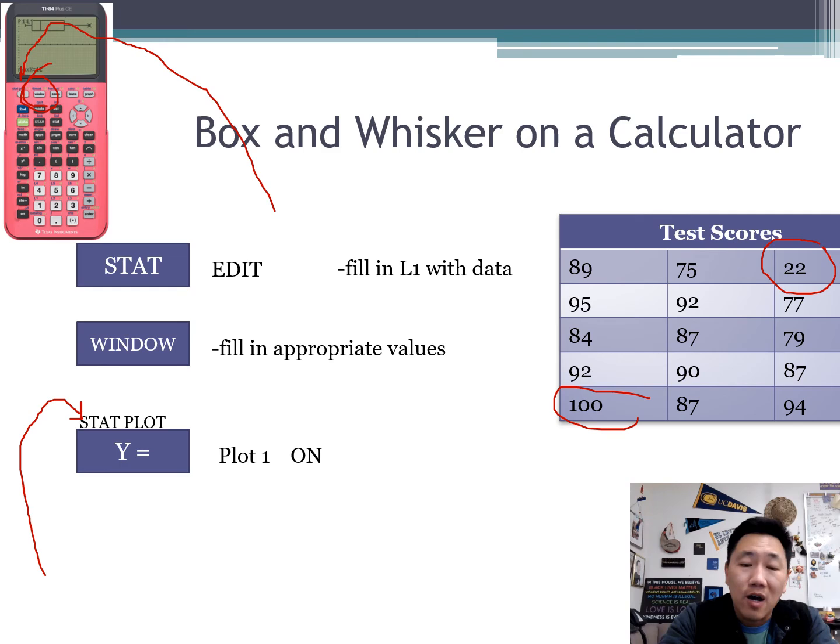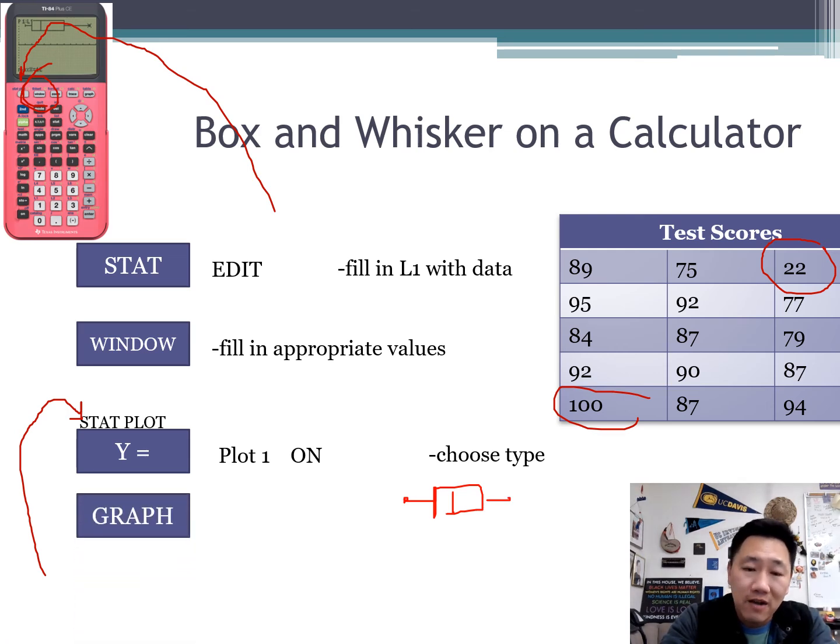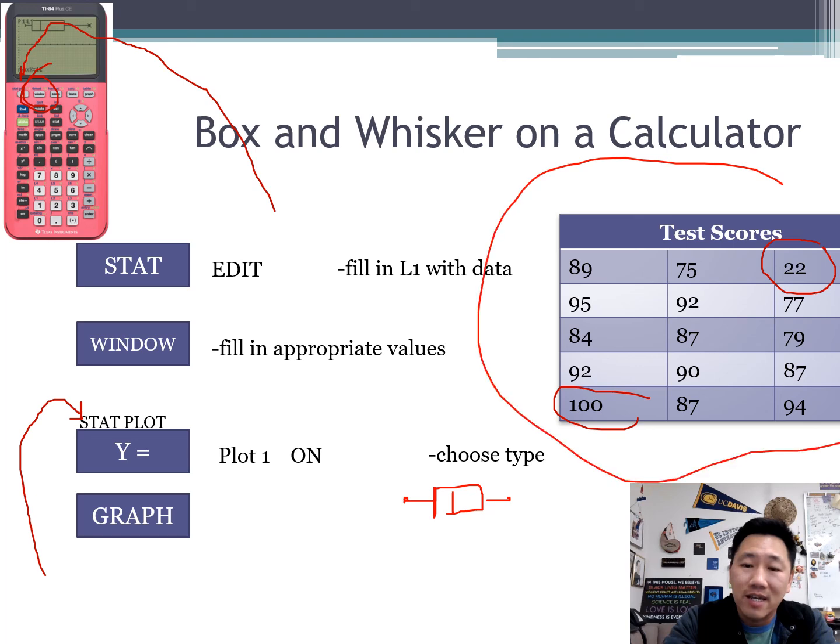Go ahead and turn on plot 1, and then choose the box and whiskers option. It should have a little picture of a box and whisker as a choice. Choose that one, push the graph button, and see what it looks like. It should graph the box and whiskers for this data set. It'll look kind of cool.